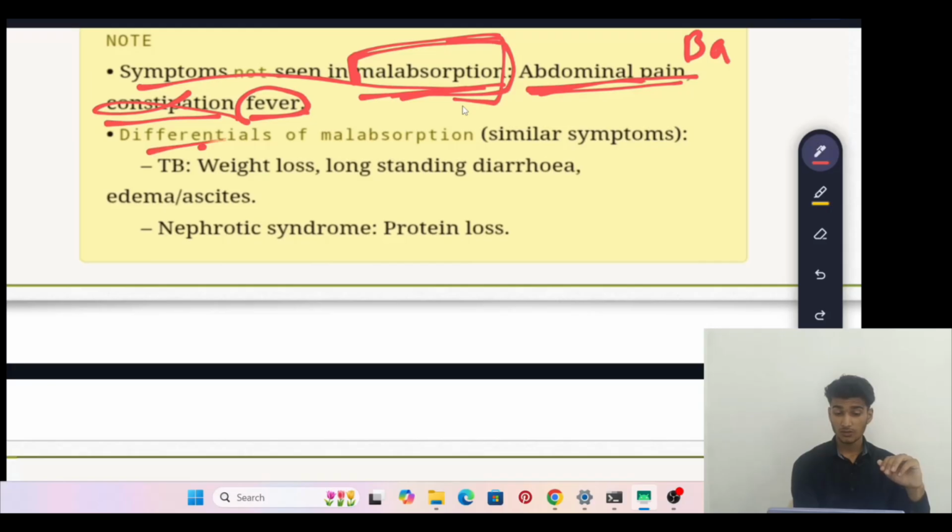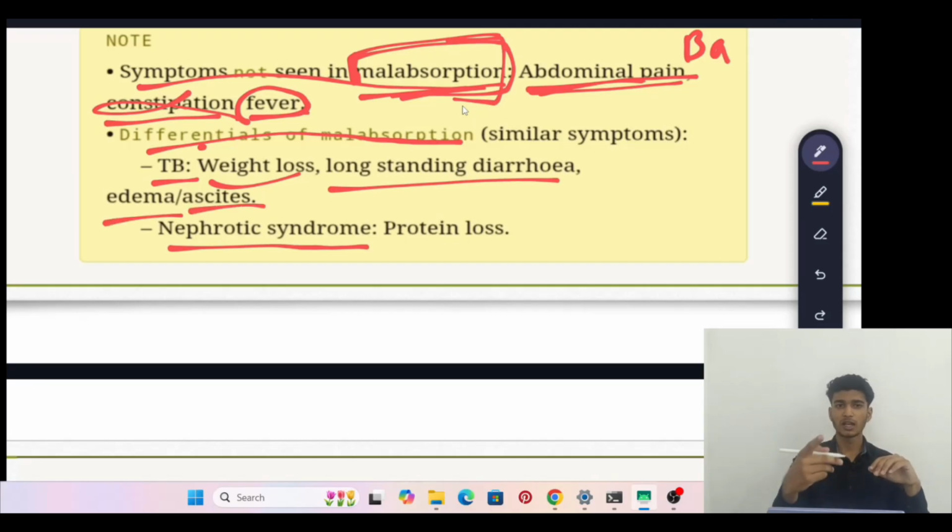So, differentials of malabsorption. Some diseases mimic the symptoms of malabsorption, like TB and nephrotic syndrome. In nephrotic syndrome, there is protein loss, albumin and globulin are lost. And in TB there will be weight loss, long-standing diarrhea, edema, and ascites. These are all symptoms of malabsorption, but we can see these symptoms in TB as well. So never get confused between TB and malabsorption.